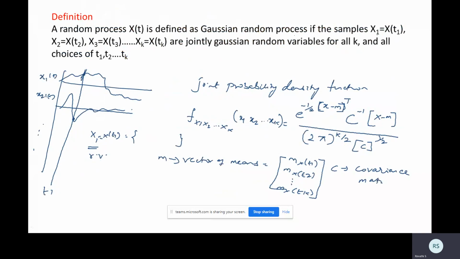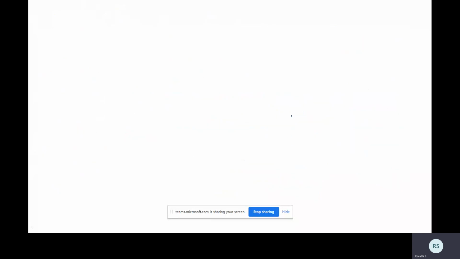C is a covariance matrix. So if you know only the mean and the variance, you can define the complete density function of the Gaussian random variable. That is the speciality of the Gaussian random variable. So now how to write C?